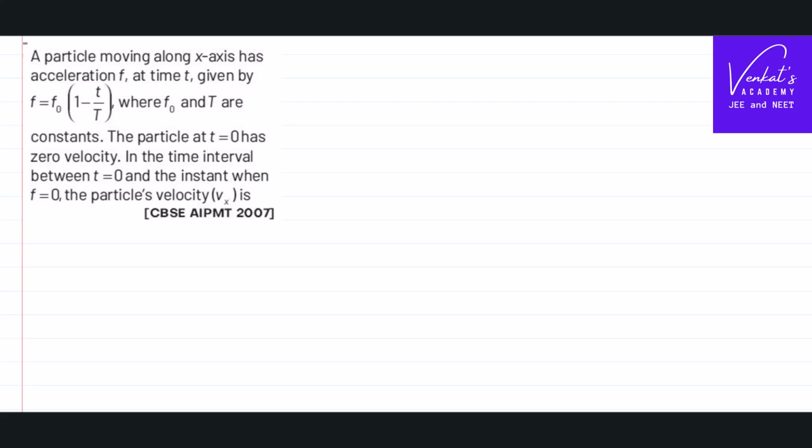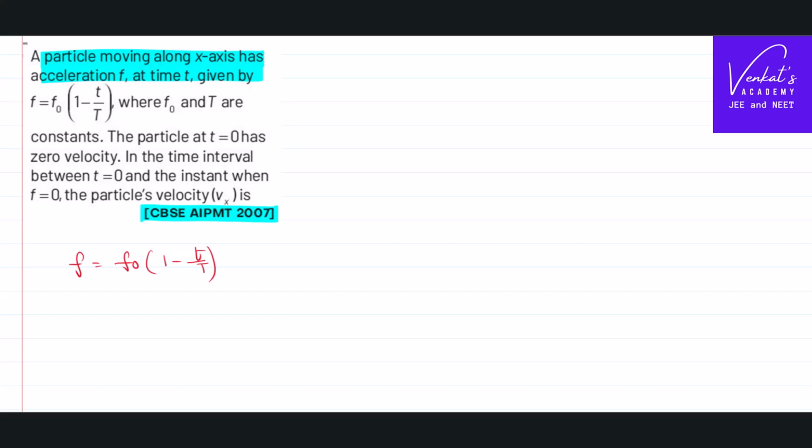Well, it's a pretty old CBSE AIPMT 2007 question, but still we are taking it up from one-dimensional motion so that we can have some conceptual clarity. It is given that a particle is moving along the one-dimensional x-axis with an acceleration f, which is given as f = f naught (1 minus small t by capital T), where f naught and capital T are constants and small t is variable.